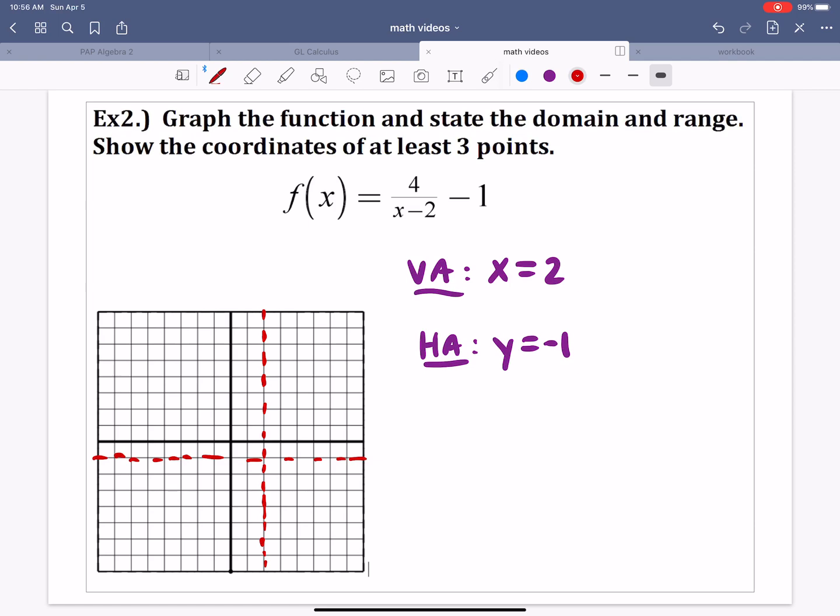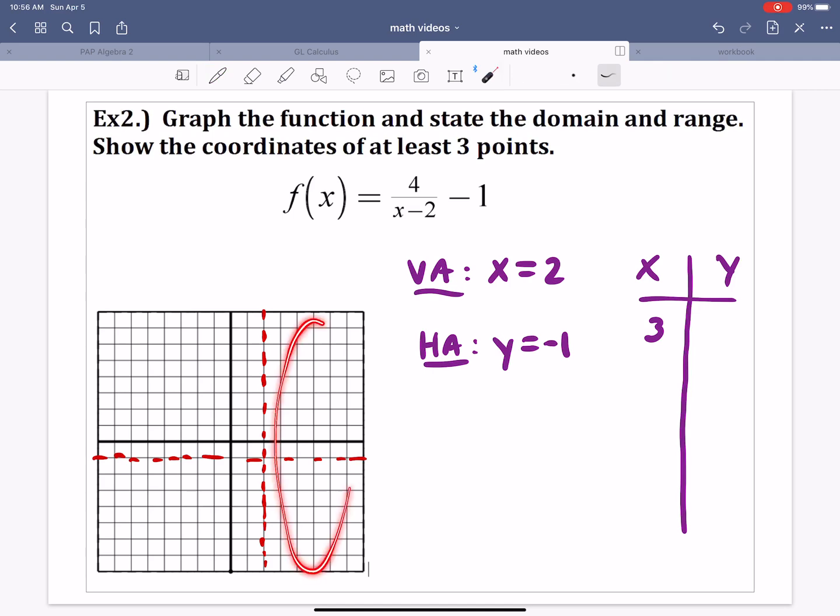All right, now next order of business is I'm going to make a table of values here. Okay, I'm going to make a table of values where I pick some x values and plug those in to find the y values. When I pick x values, I usually try to start somewhere close to the vertical asymptote. So since the vertical asymptote's at 2, I'm going to plug in a 3 for x, just to see what's happening on this part of the graph.